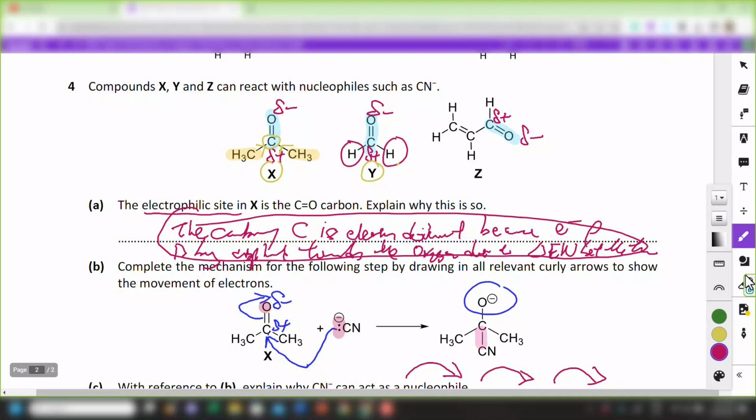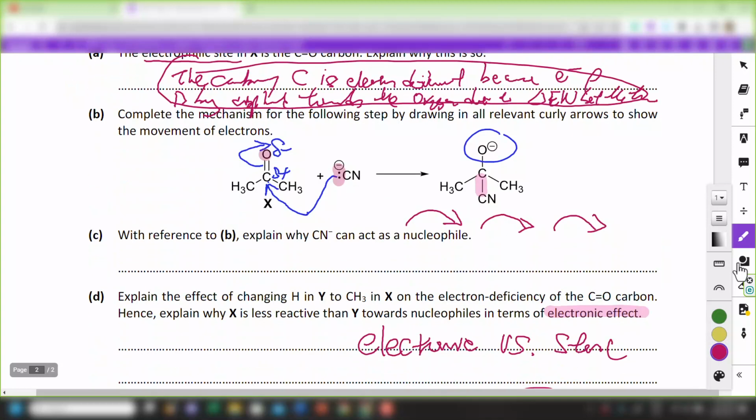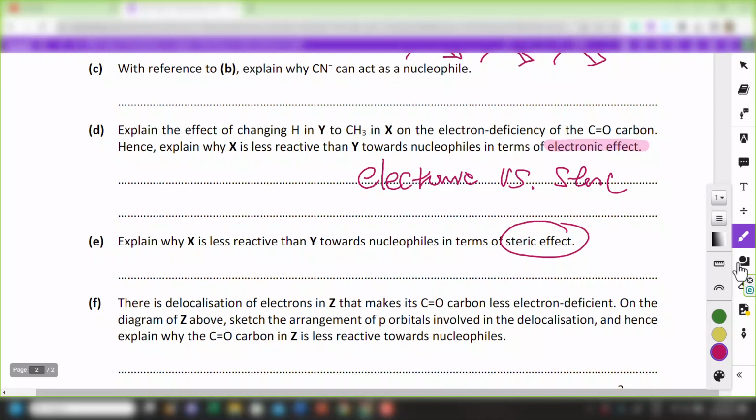Being larger in size, it will be able to repel the incoming nucleophile via what we call steric hindrance. So the CH3 being bigger than H will repel the incoming nucleophile. That makes it more difficult for the incoming nucleophile to approach the carbonyl carbon. Because of that, it is likely to have a larger activation barrier. Therefore, if the temperature is not high enough, it will react more slowly as compared to Y. So that is the difference in the explanation between electronic and steric effect.